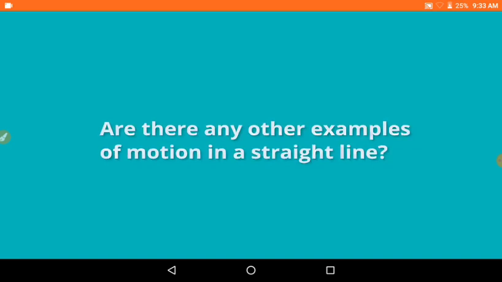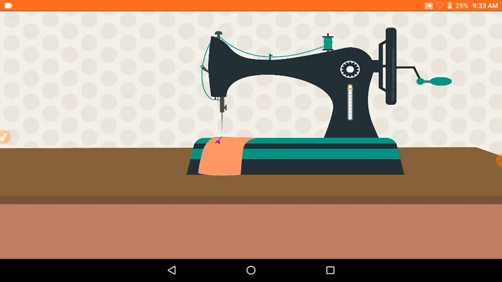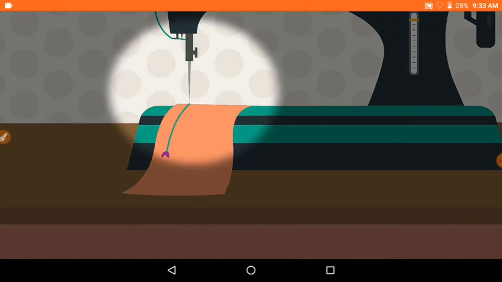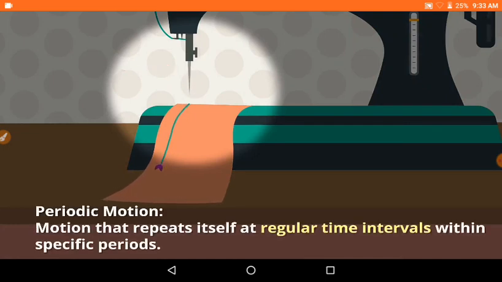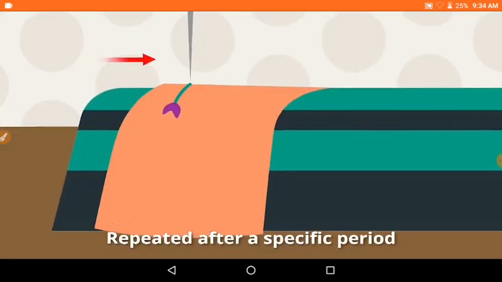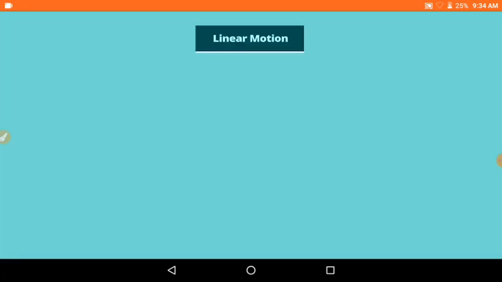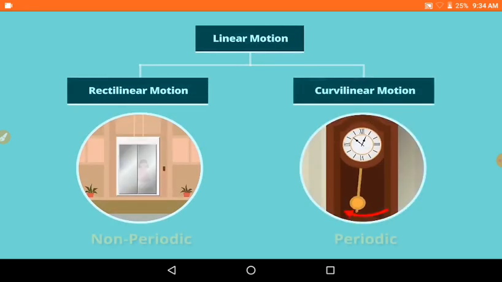Are there any other examples of motion in a straight line? Look at the motion of this needle in a sewing machine. It goes back and forth in a straight line. Such motion that happens again and again at a regular time interval or period is called periodic motion. It repeats itself after a specific time period. To summarize, we have learnt about two types of linear motion, rectilinear and curvilinear, and found that they may be periodic or non-periodic.